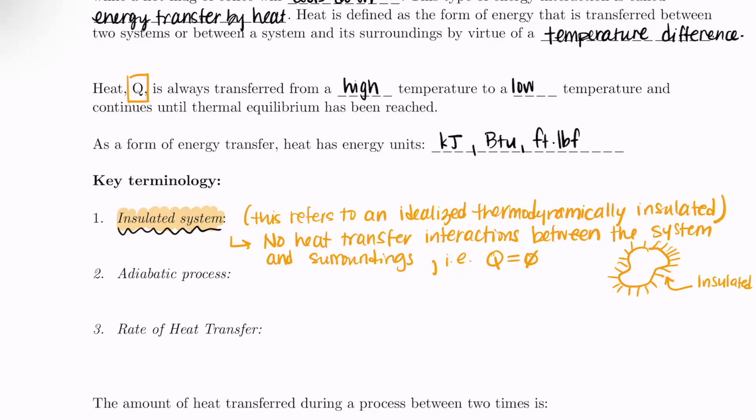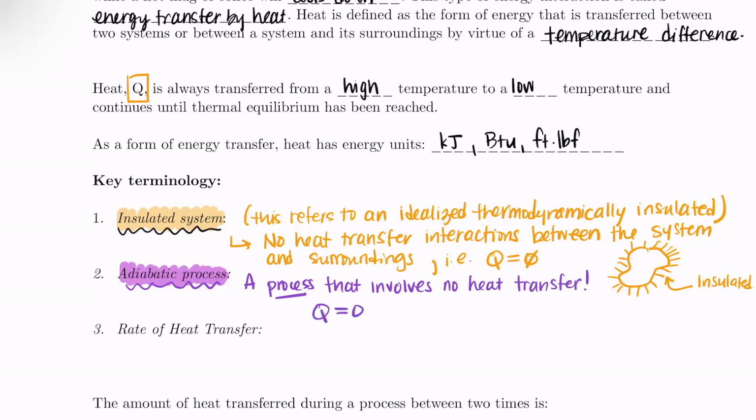The next term that we need to make use of is an adiabatic process. So an adiabatic process is kind of a variation on our insulated system, but now we're talking about a process. So this is a process that involves no heat transfer. All right, so again, we're saying that Q is equal to 0 for our process. Okay.